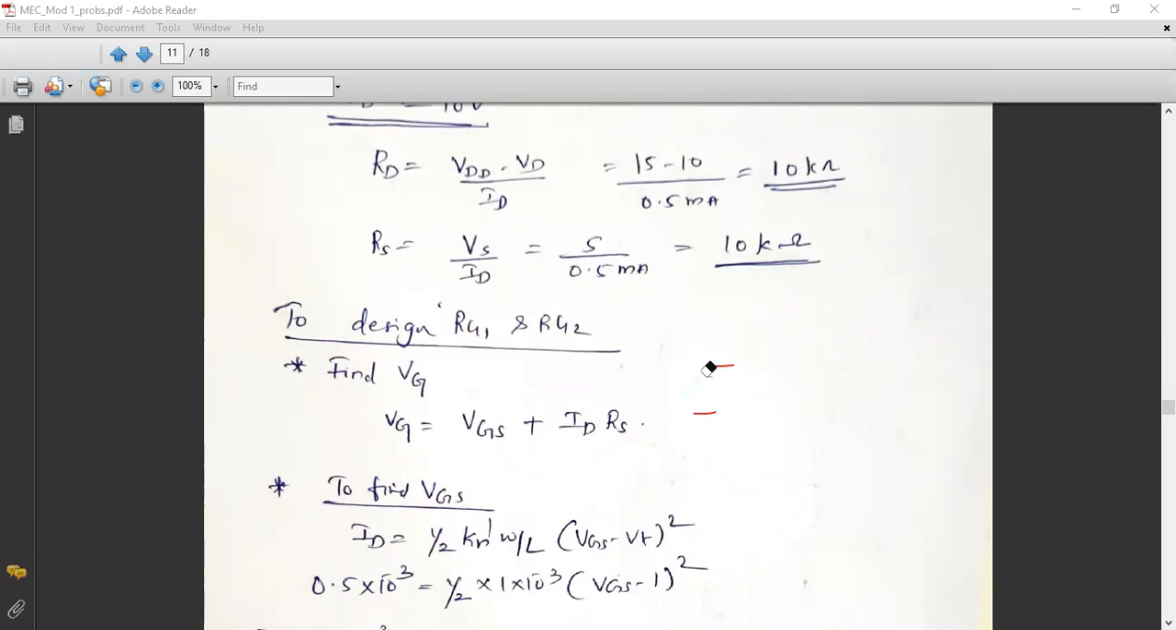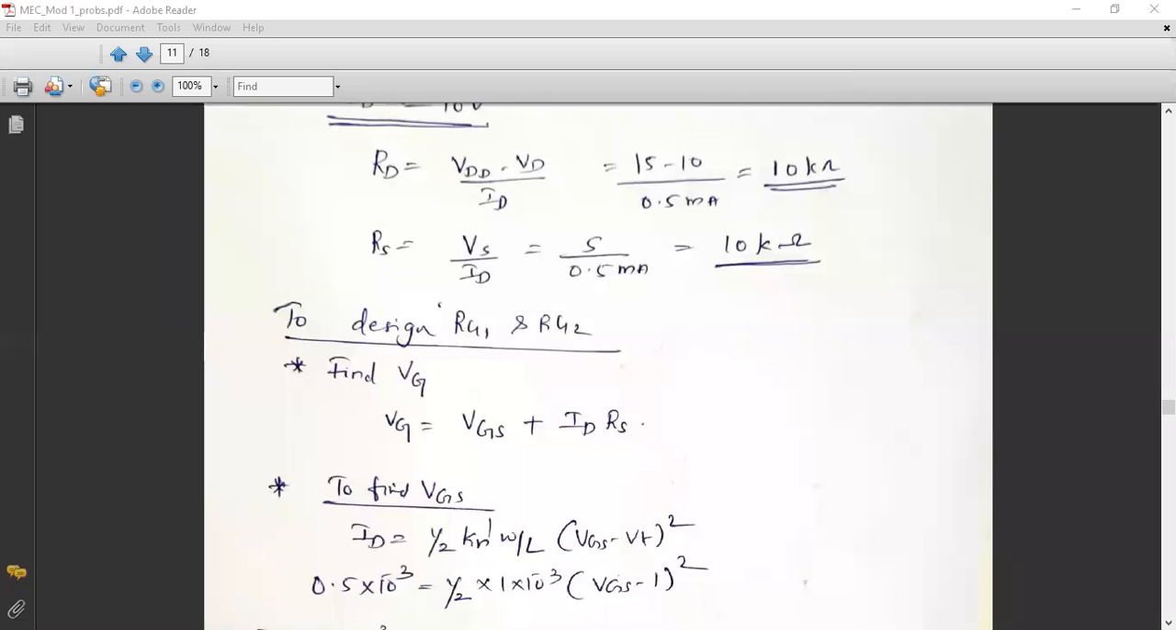So after finding VGS, now tell me the answer for VG. After finding VGS, tell me the answer for VG, because you want VG ultimately to get the values of RG1 and RG2. Yes, it is 7 volt.